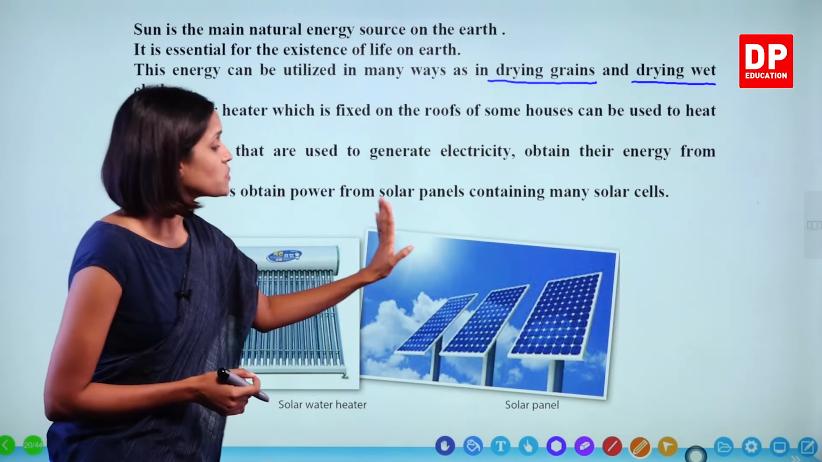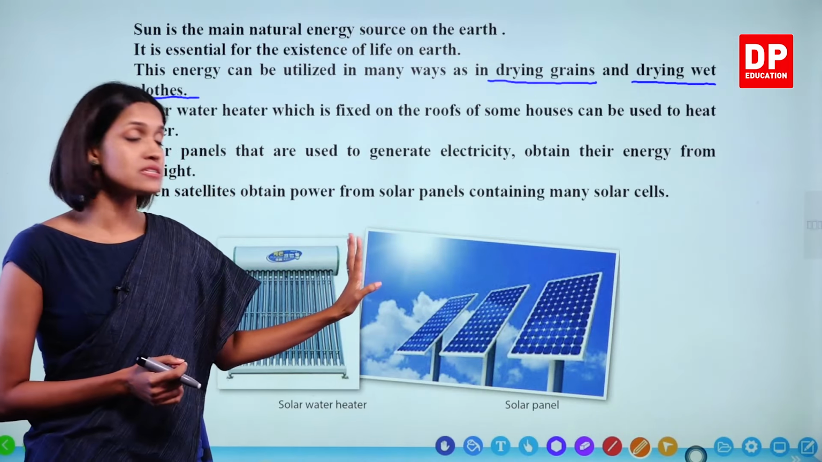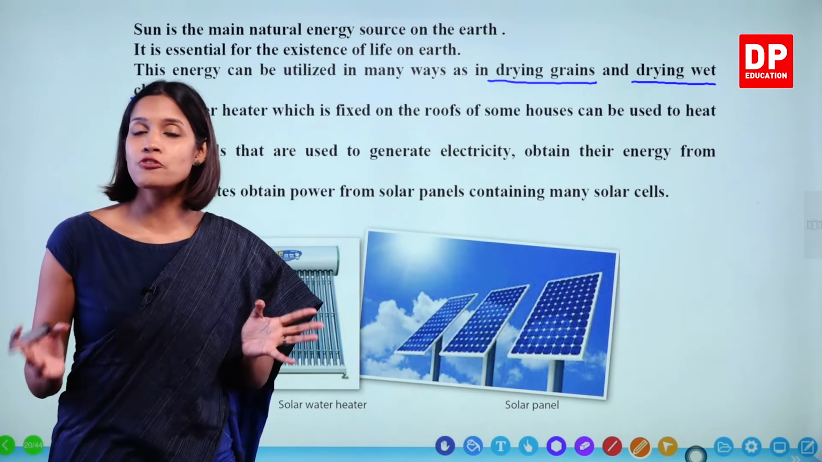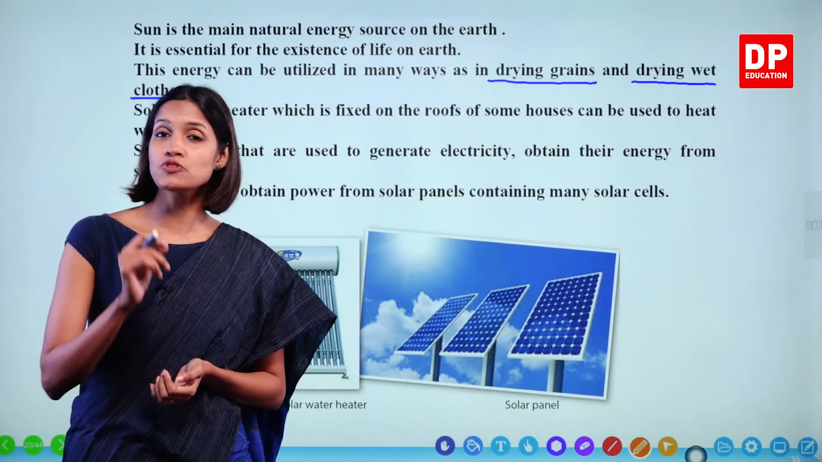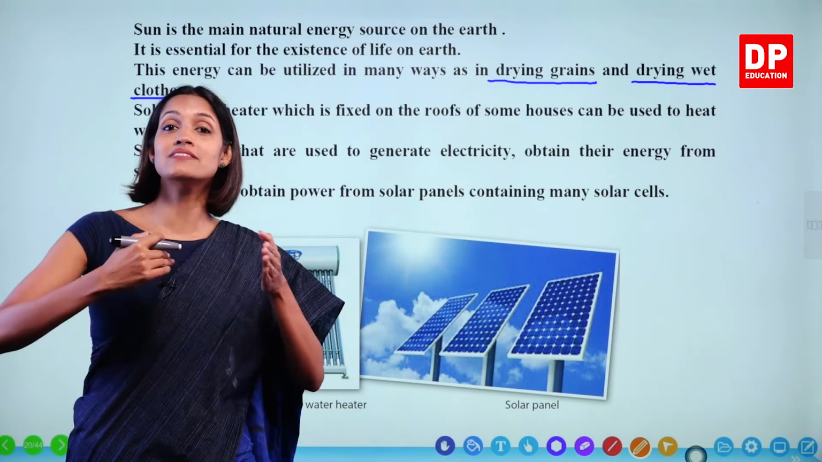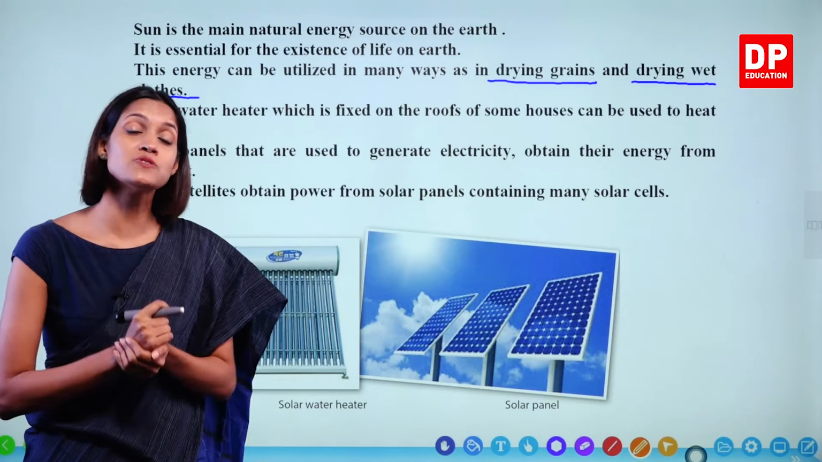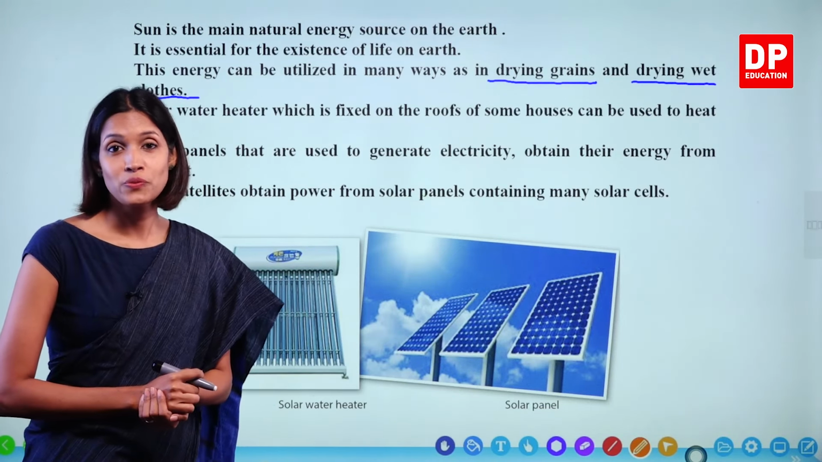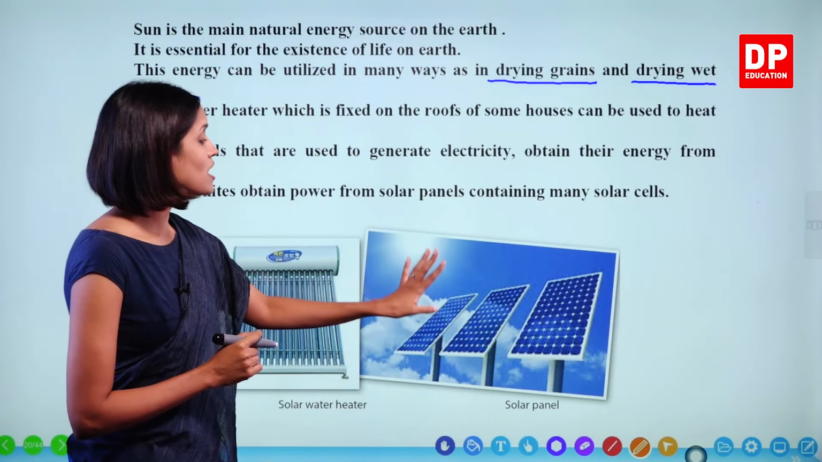Okay, children. So it is very important to use these type of solar panels. One thing is, you will never run out of solar energy. Therefore, solar energy is considered as a renewable energy source, which means we can obtain the solar energy again and again.